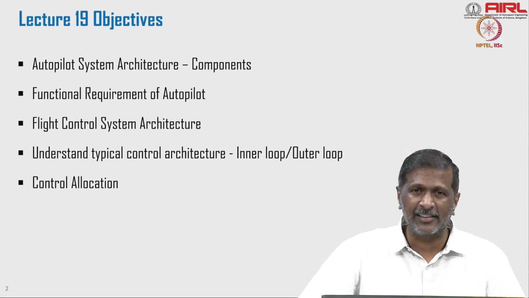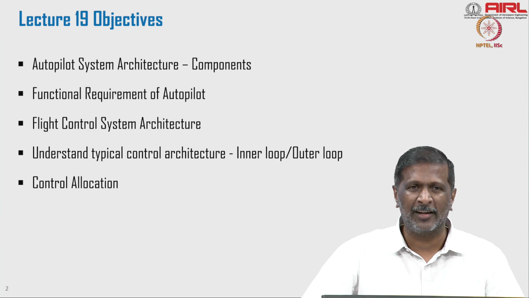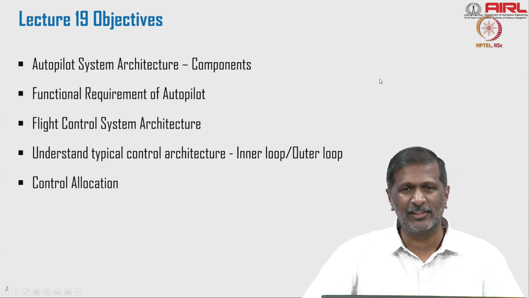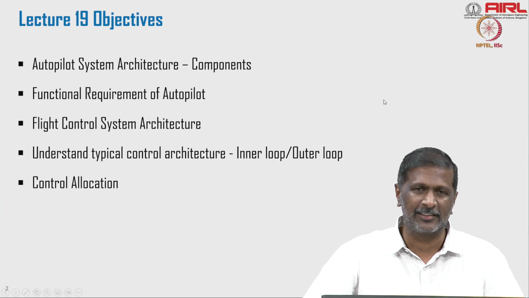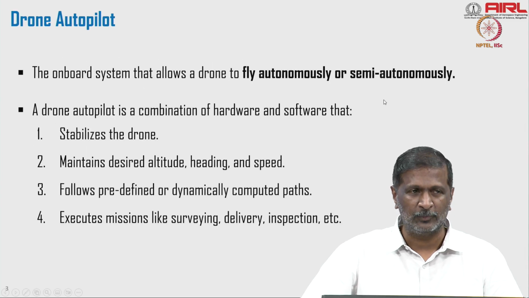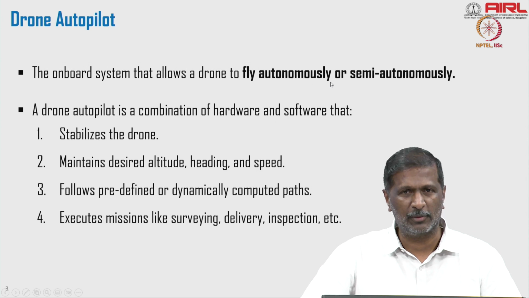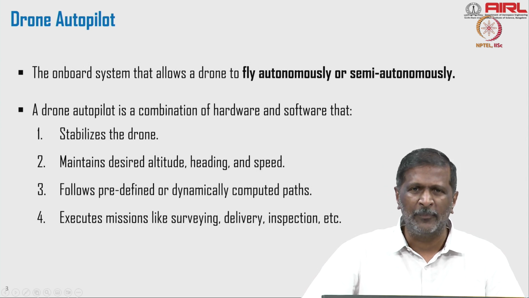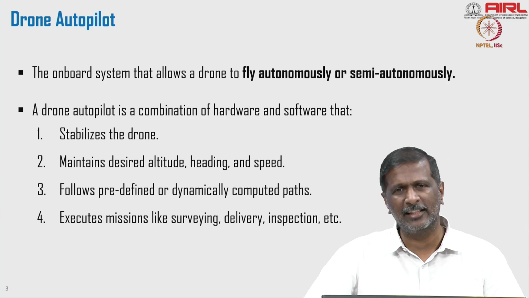So control allocation is a very important aspect of it. How we are going to do the control allocation is also a factor which we need to look at in the system architecture, right? Now, let's look at what we are interested in. We are going to design an autopilot that allows a drone to fly either autonomously or semi-autonomously. We'll talk more about autonomy, the different levels of autonomy, when we use them, and what the relationship is, in the next module.